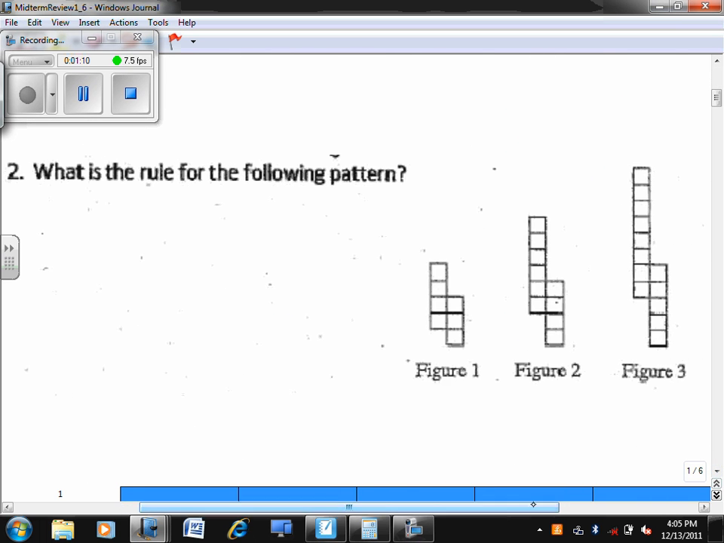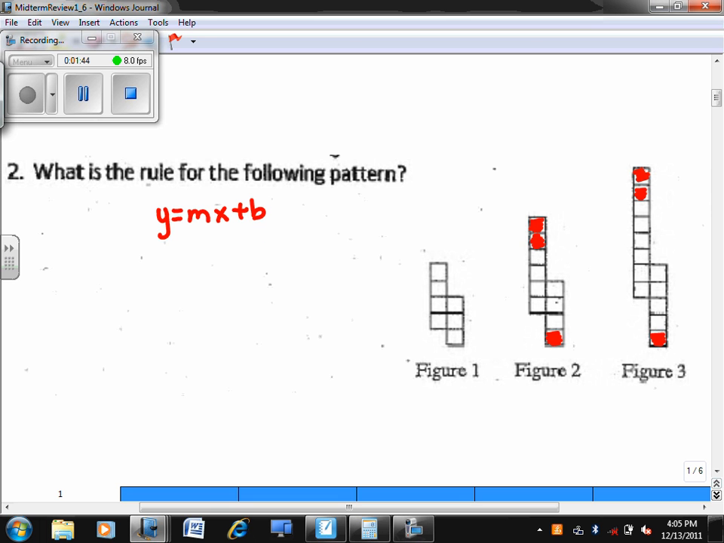Okay, problem number 2. What is the rule for the following pattern? So we want to see how much this pattern grows between figures. So let's look. What's adding on? We're adding on a block down here, and we're adding on 2 blocks up here. So let's shade those. See if it still works over here. We're adding on a block. We're adding on 2 blocks. We need the rule. A rule is an equation. Equation y equals mx plus b.